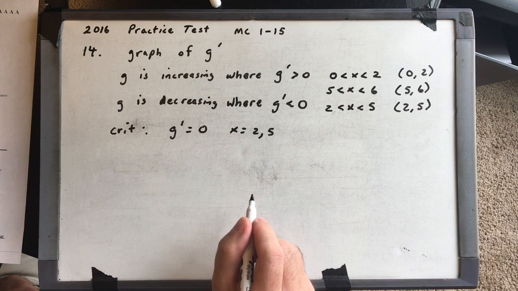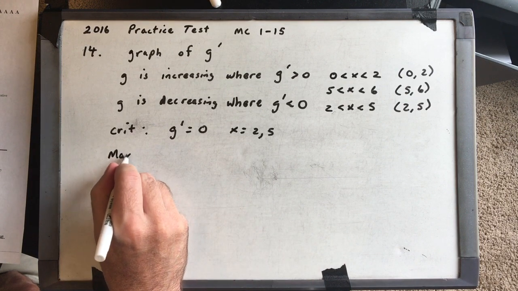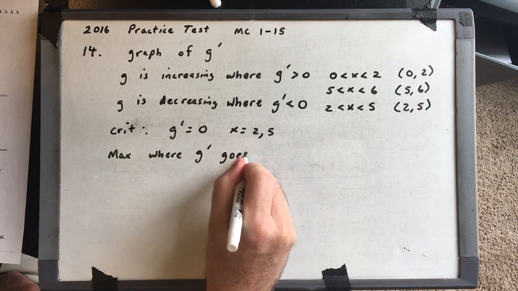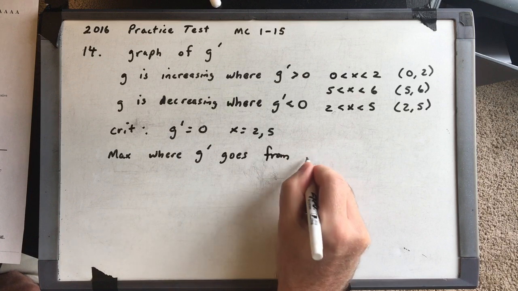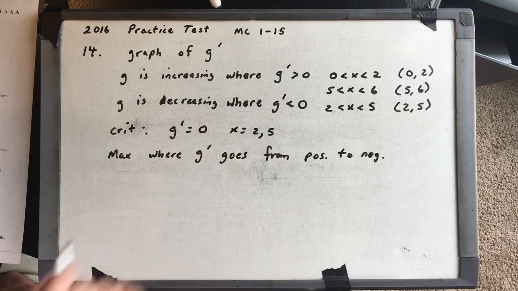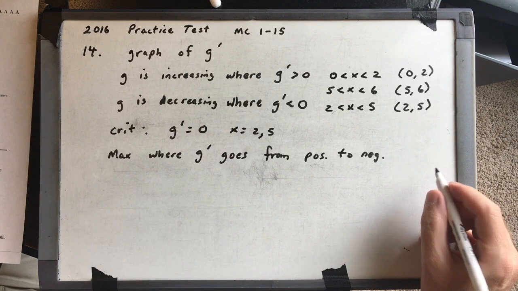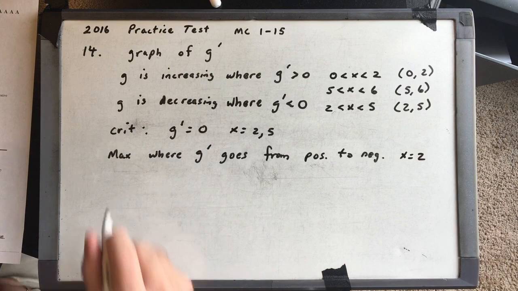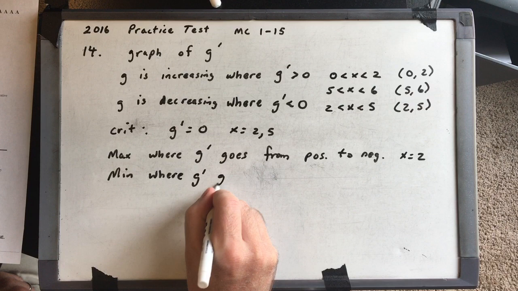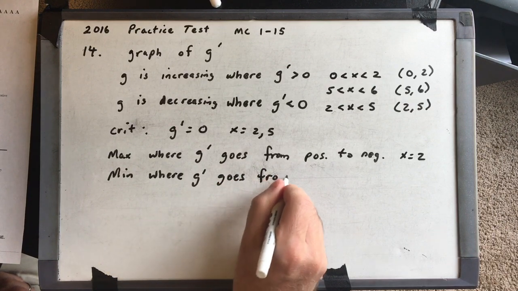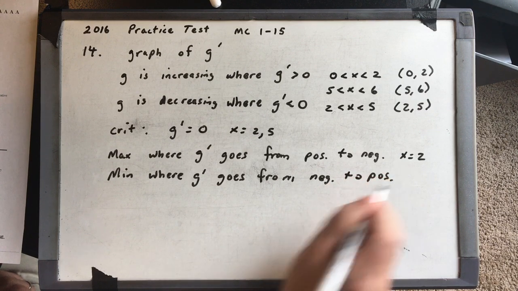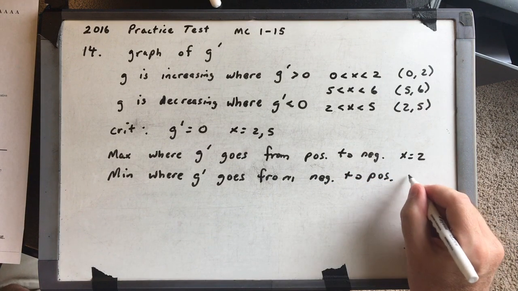How about maxes and mins? We have a max where g prime goes from positive to negative. So where does that occur? That occurs at x equals 2. We have a min where g prime goes from negative to positive. Where does that occur? That occurs at x equals 5.